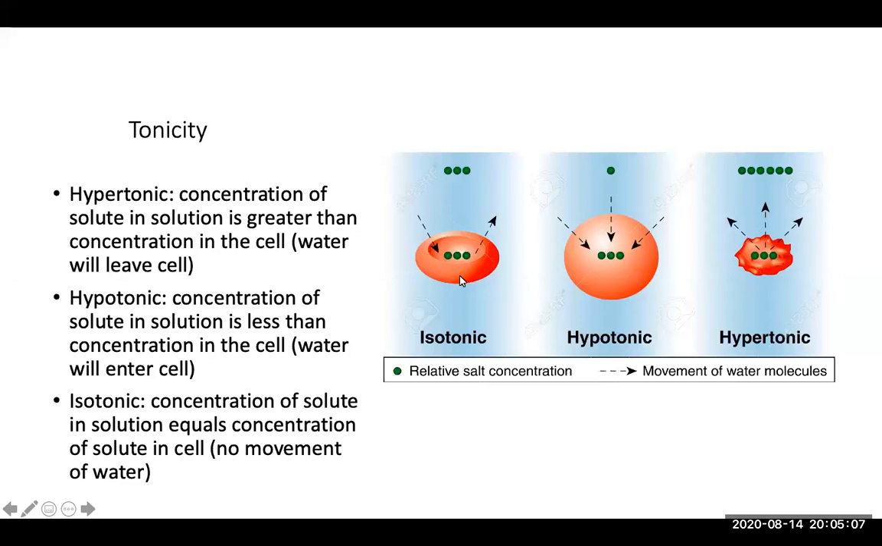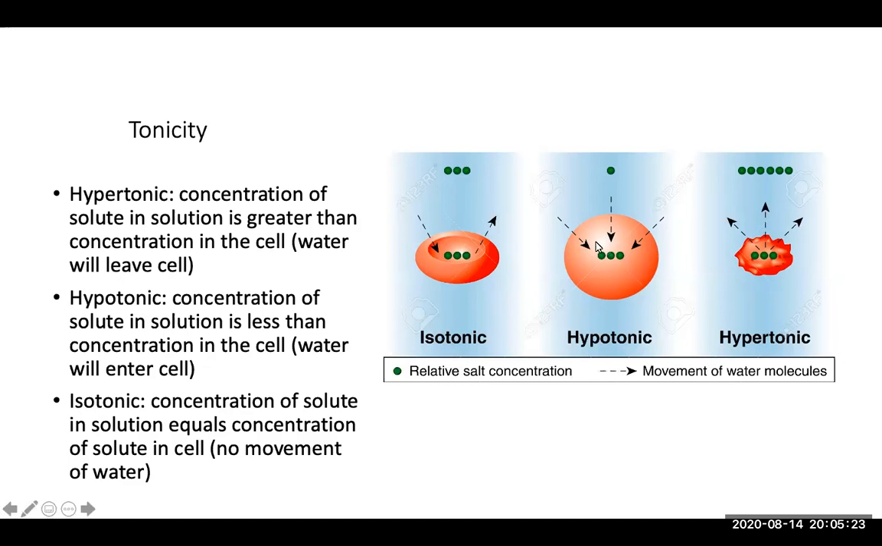Iso means equal, so the concentration of these green solute particles is equal inside and outside of the cell. So water will freely move in and out of the cell, but there will be no net movement of the water. So water will maintain its normal shape.